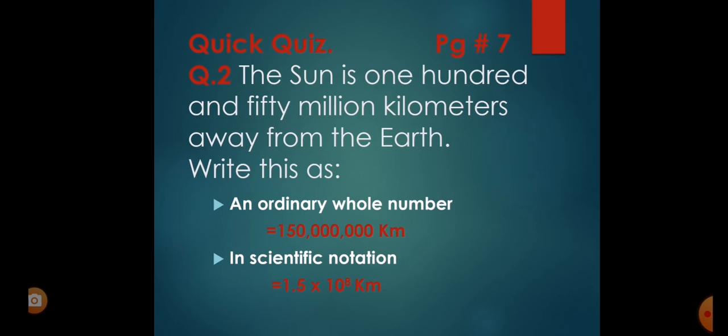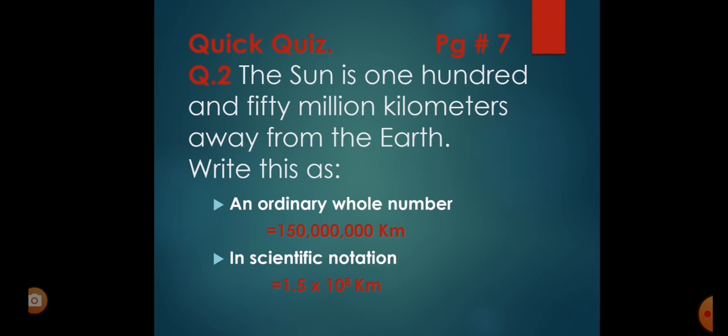Okay, for the ordinary whole number you will write 150, for millions you have to put the 6 zeros, and kilometers you represent as km. You will get the answer in ordinary whole numbers. The next part of this question is in scientific notation.